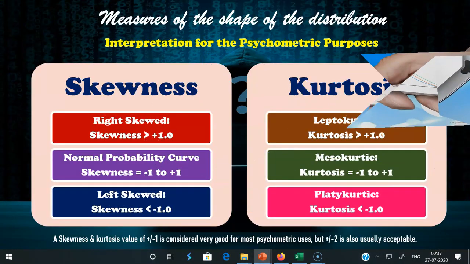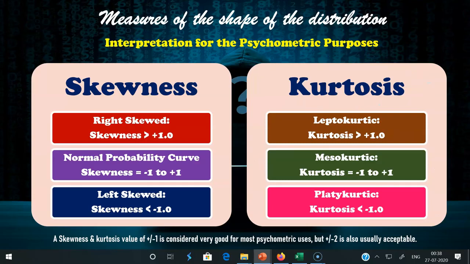But if you want to write an interpretation for psychometric purposes, we can use this kind of conclusion to lead the further analysis, parametric or non-parametric, based on the skewness value or the kurtosis value. A skewness and kurtosis value of plus or minus 1 is considered very good for most psychometric uses, but in some cases some authors or book writers also suggest plus or minus 2. Normally a right skew value is greater than +1.